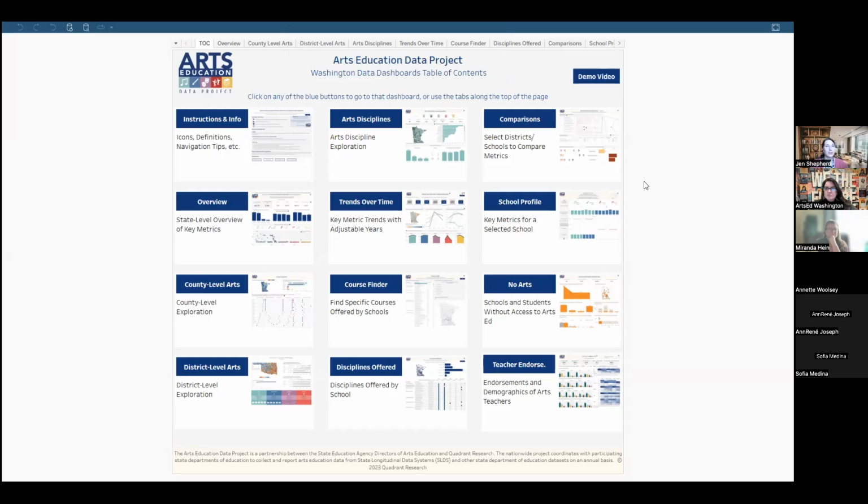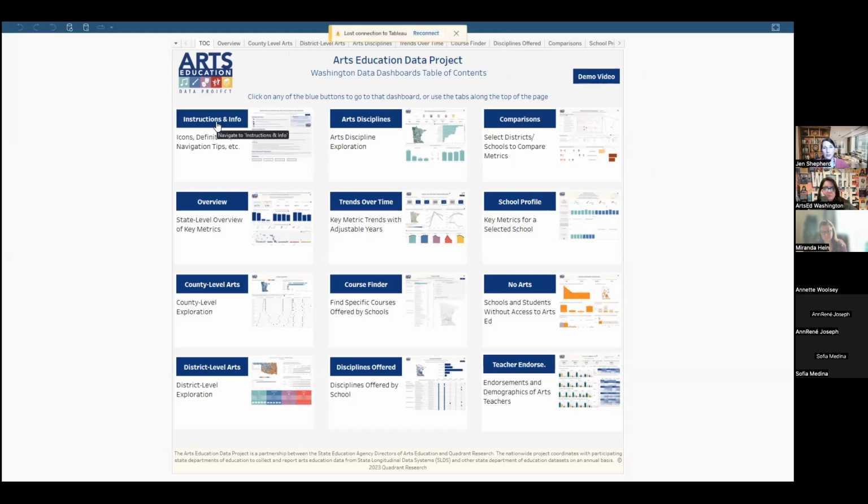The first thing you'll see is a table of contents that tells you all the different dashboards available, a little description of each of them, and a tiny picture of what that will look like, to give you a sense of, if I go here, what content can I expect to find? So we've got all of that. We do have a demo video that talks through how to use the dashboards. Where do I click? How do I filter things? That's all covered in that brief video. And you can go to any of the dashboards directly from here or the tabs at the top.